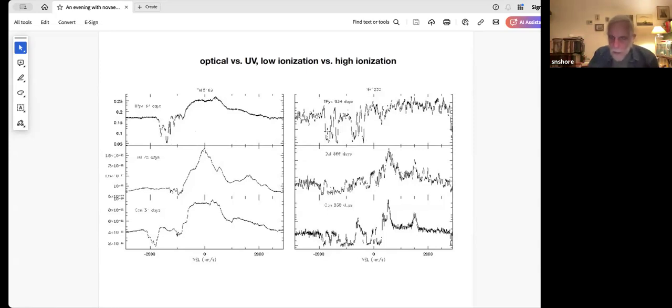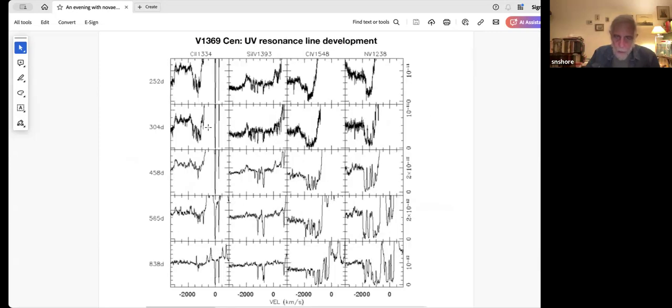This is in the ultraviolet. This is in the optical. By looking at those, we're seeing three-dimensional structure in the ejecta. This is just another example looking across different profiles over time, that as the ejecta thin out, we see more of the fragmentation.